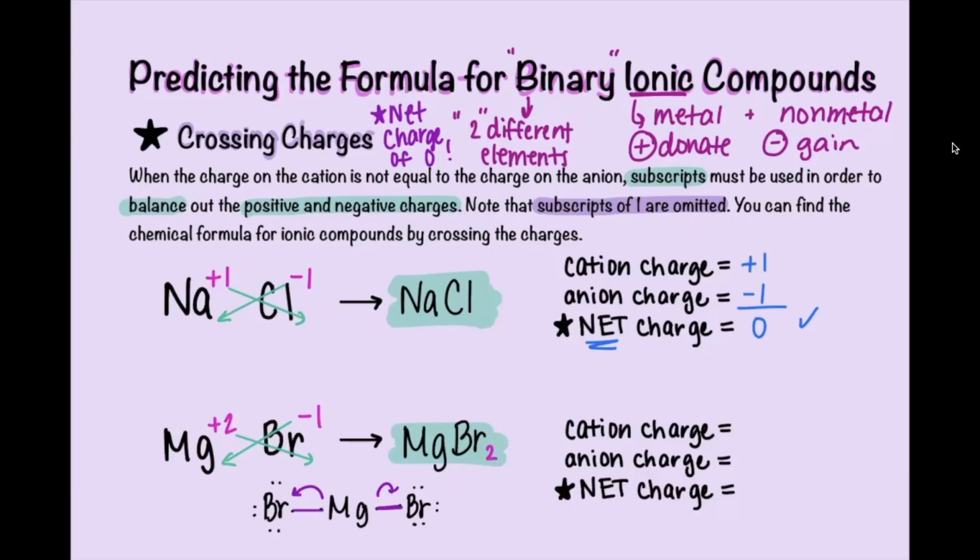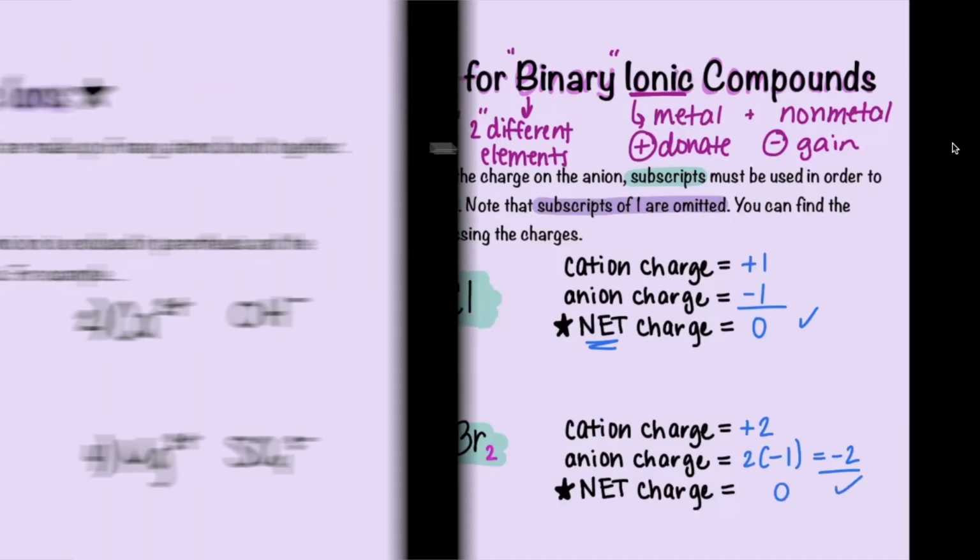That's why here, the cation charge for the magnesium is +2, and the anion charge for bromine is -1, but we have 2 bromines present. So you have to do 2 times -1, which is -2. And when we take the net charge of this ionic compound, a +2 and a -2, you end up getting a net charge of 0.